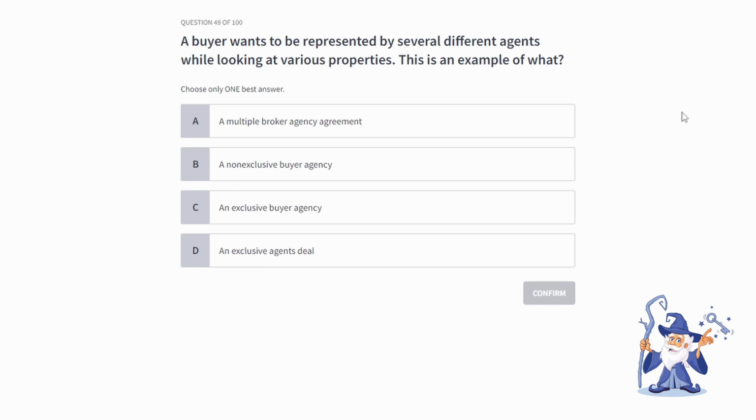All right, 49. A buyer wants to be represented by several different agents while looking at various properties. This is an example of what? And it gives us four options. A, a multiple broker agency agreement. B, a non-exclusive buyer agency. C, an exclusive buyer agency. Or D, an exclusive agents deal. So take a moment to think that one over and come with your answer.